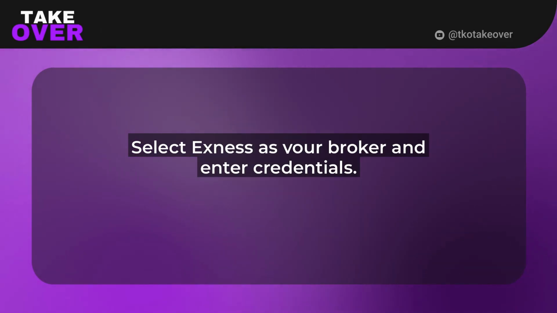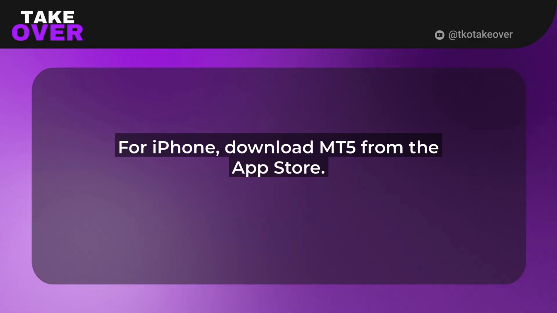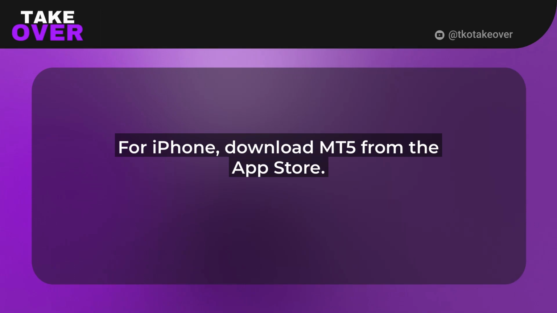Switching gears to your iPhone, the process is even more mobile-friendly. Head over to the App Store, search for MetaTrader 5, and download the app from the official source to ensure it's secure. Once installed, open the app and tap on New Account, or log in if you already have an MT5 profile. In the broker selection, pick Exness. Make sure it's the 2025 version for any updated integrations.